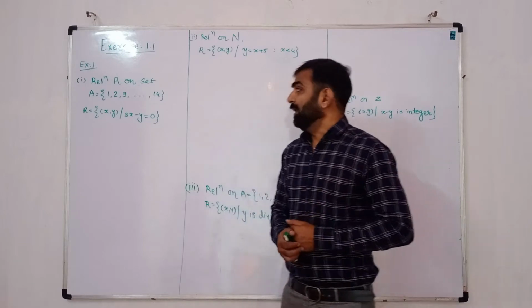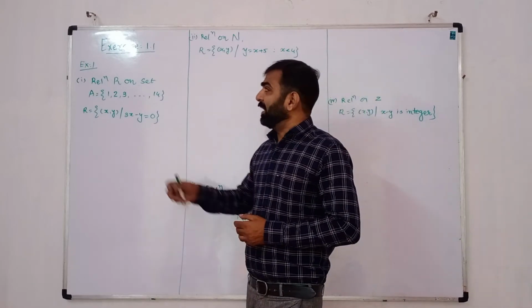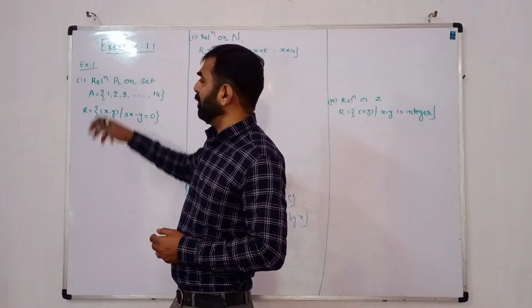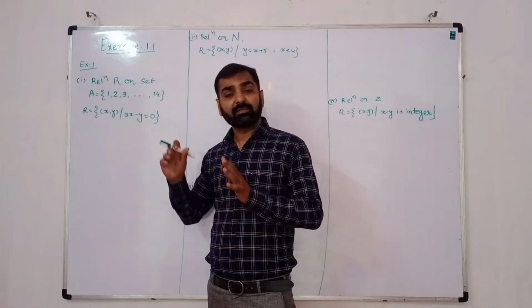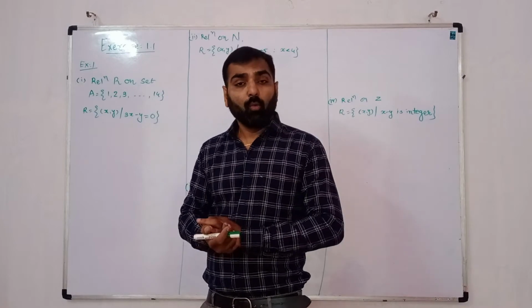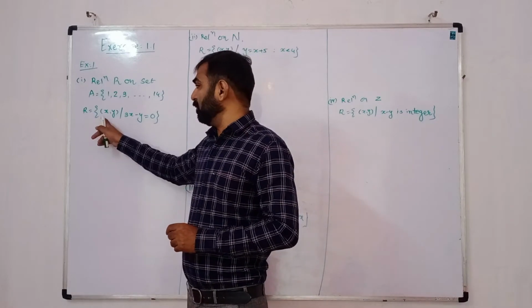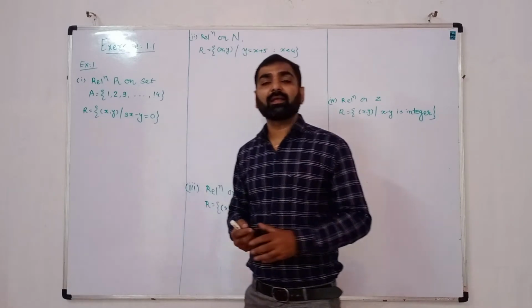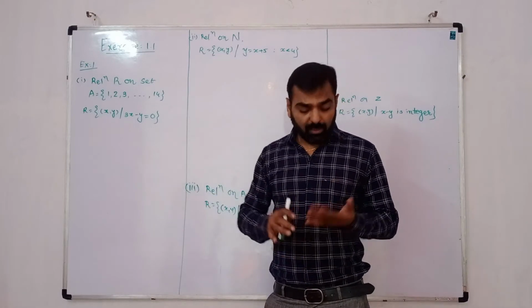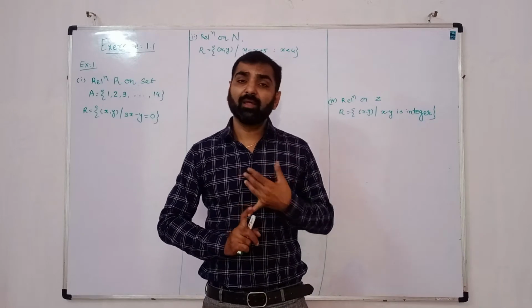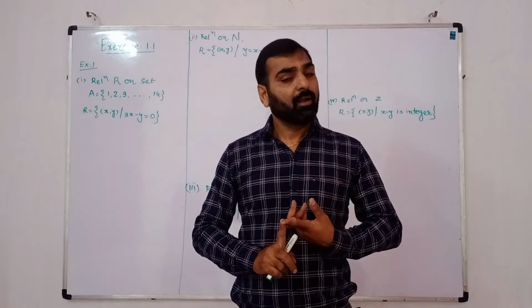Let's start. First question, exercise 1.1, question number 1, the relation R on set A. This is set A, on which a relation is given. What is the relation? R is equal to {(x, y): 3x minus y is equal to 0}. This is the given relation. Now we have to check whether it is reflexive, symmetric or transitive.